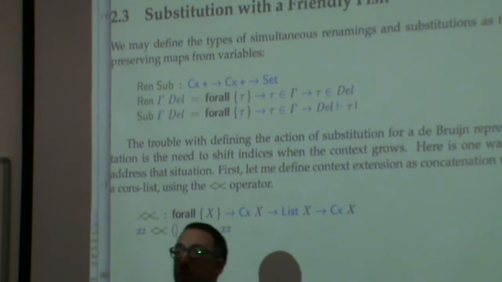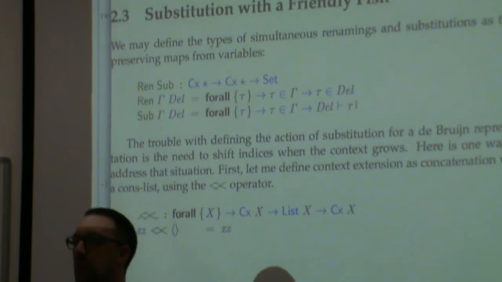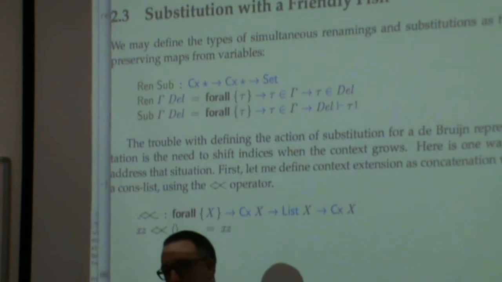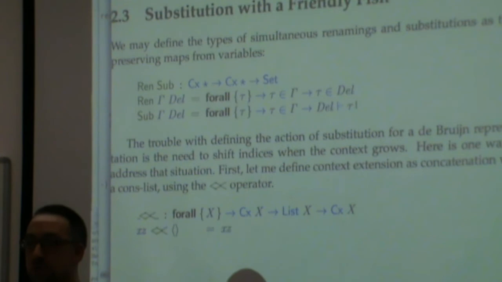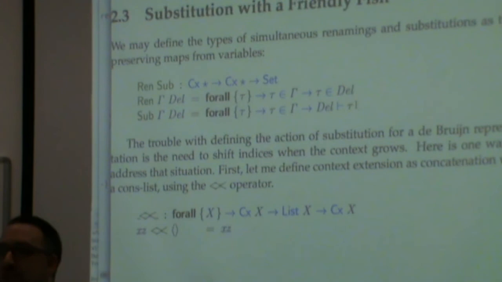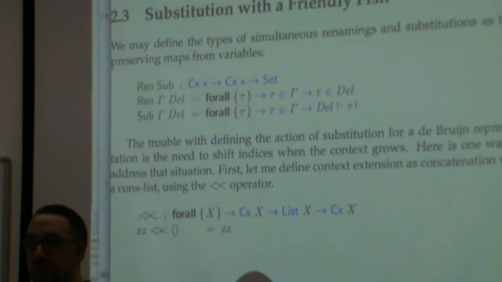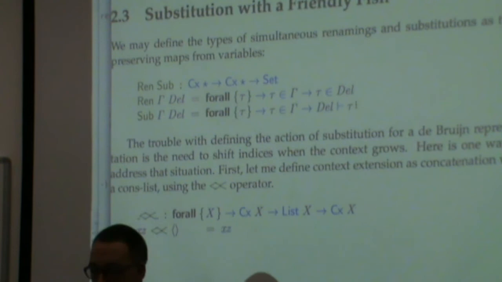Now, the trouble that you get when you try and take a simultaneous renaming or a simultaneous substitution and actually apply it to a term is that when you go under a binder, you're not in the same context anymore. So you've got to figure out what to do. In fact, that's why it's good to use simultaneous renamings and simultaneous substitutions, because at least you're being asked the question, what do I do with this new thing that didn't exist before? And it has a sensible answer.